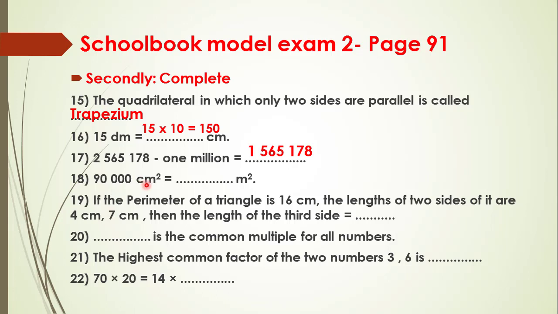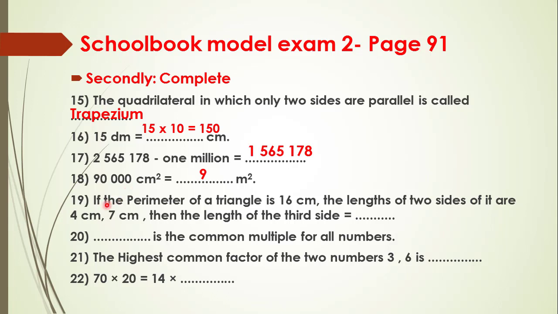90,000 centimeters squared to 2 meters squared. Divide by 10,000. Divided by 10,000 means 4 zeros. Divide, it means cancel 4 zeros. So the result is 9.